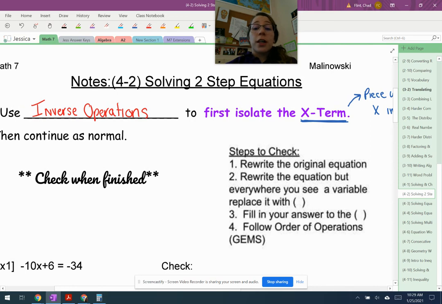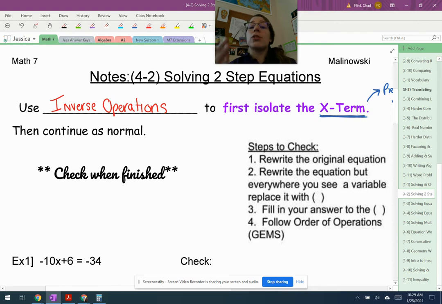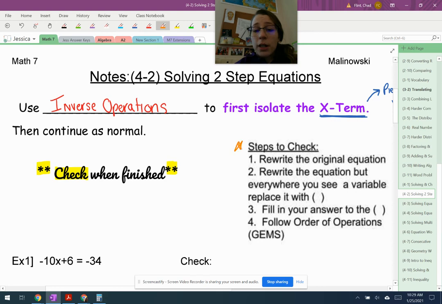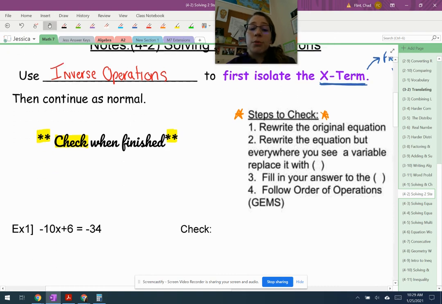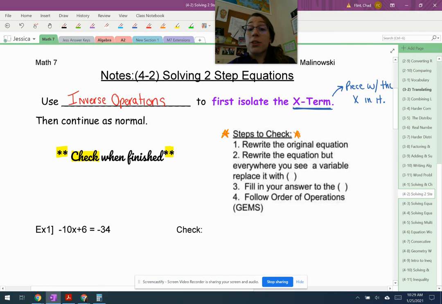So first, you're going to isolate the x term, and then you're going to continue as normal using those inverse operations to isolate the x. Do not forget to check your equation when you are finished. And just in case you don't remember how to check, I copied and pasted the steps to check from our previous lesson right here for you, so you have those. We'll go over those steps to check again when we actually do our first check.